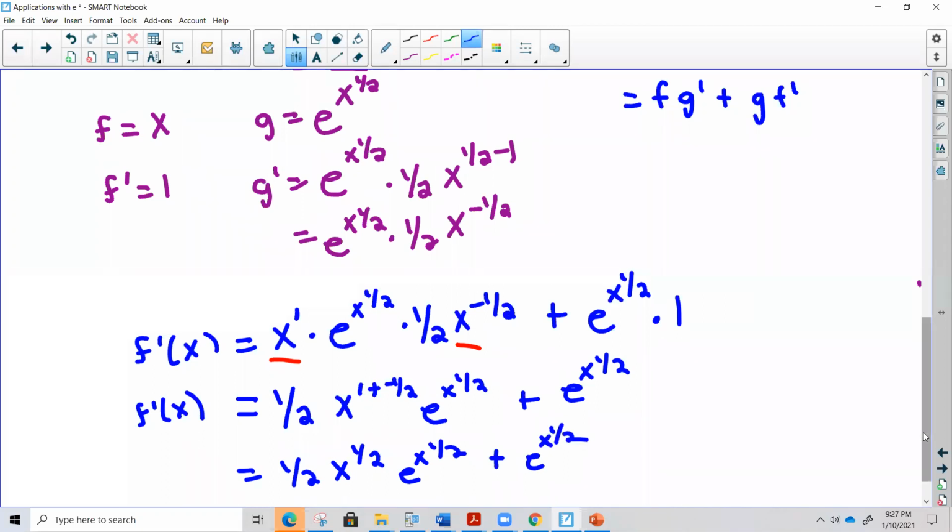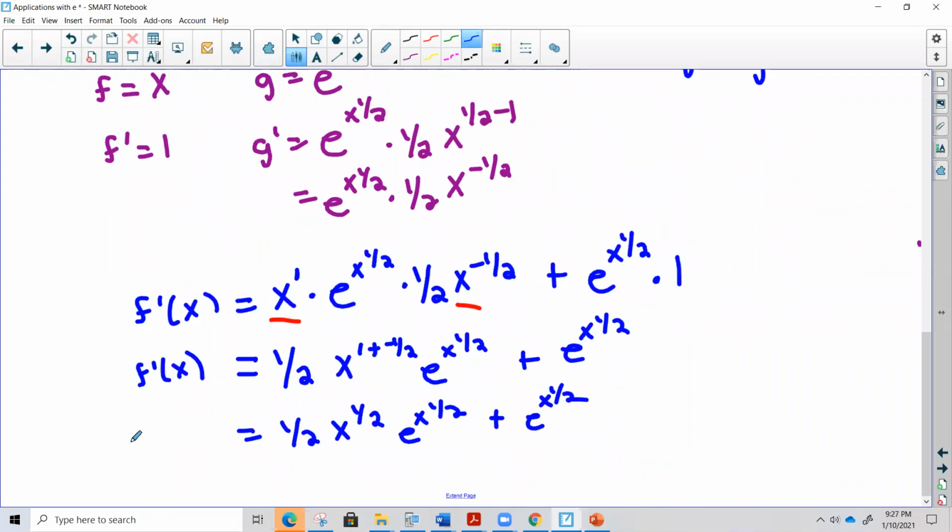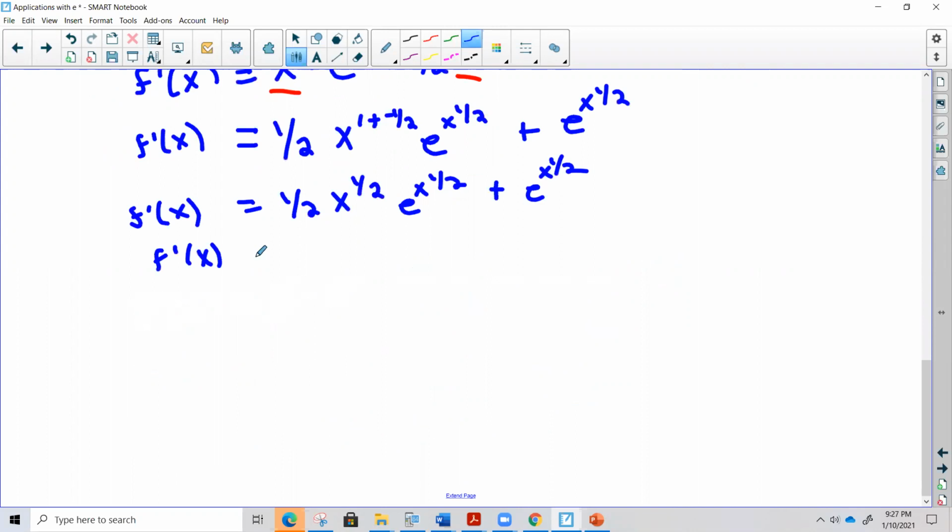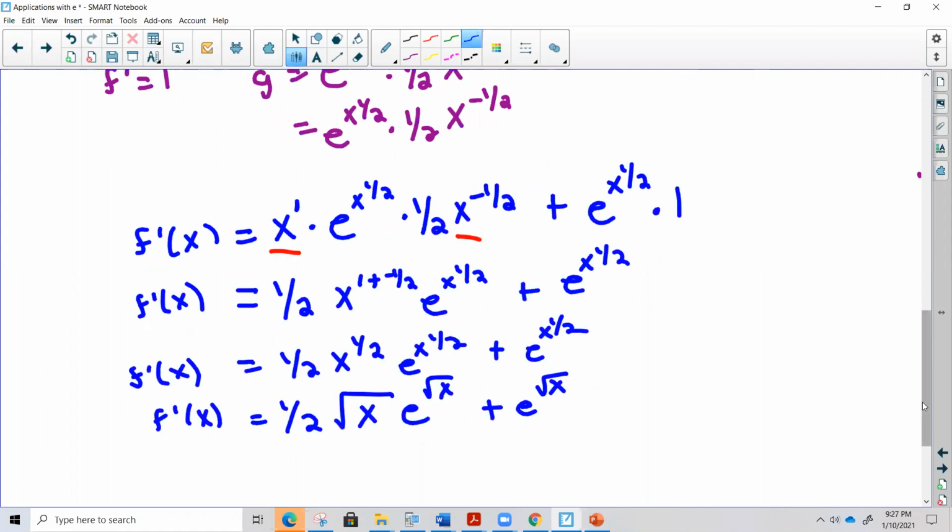So it's fine to leave it like that, unless, like, I think the homework often says leave it in terms of square roots. So I would change all the 1/2 exponents to the square root. So this would become the square root of x, e to the square root of x plus e to the square root of x. And that would be my final simplified answer. So that's some examples on how to find the derivative of e to the x when we have to use the chain rule.